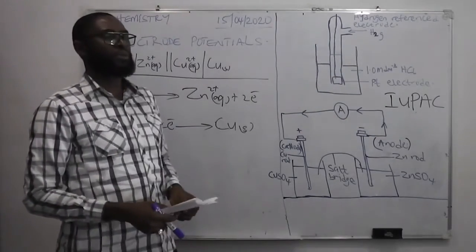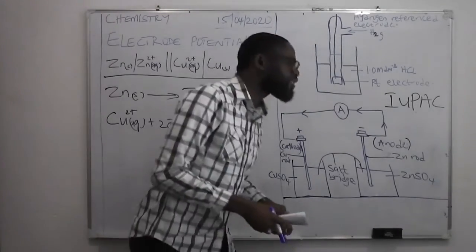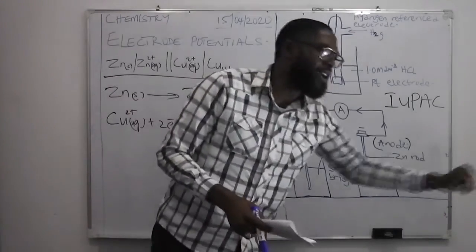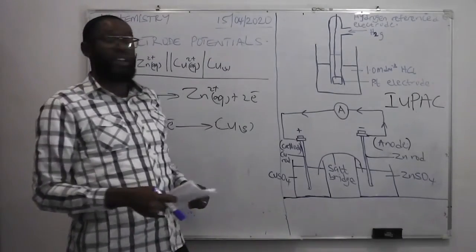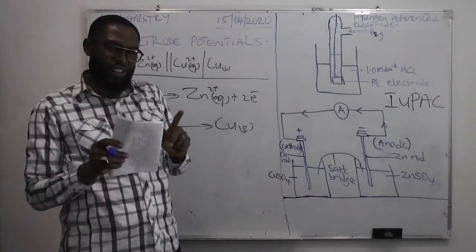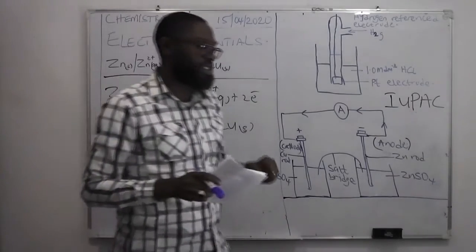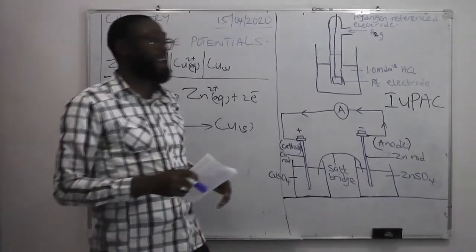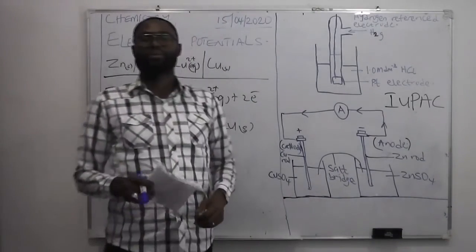Negative. And at any time electrons are flowing from the hydrogen reference electrode to a metal ion system, the charge is going to be positive. You should be aware of this. The charge is going to be positive. And now this will lead us to look at what we call the electrochemical series.